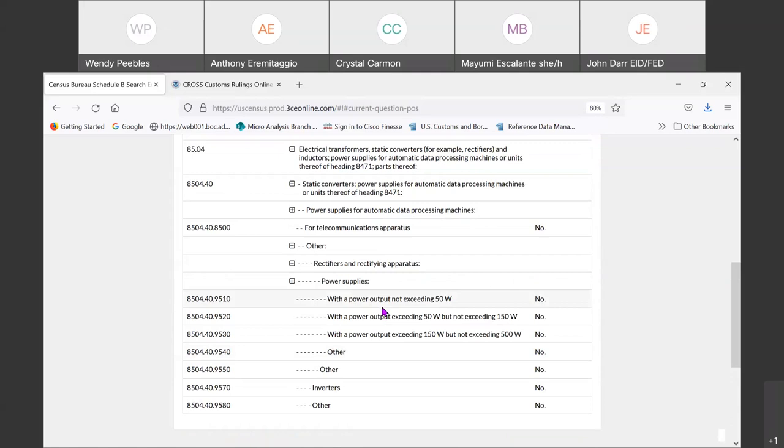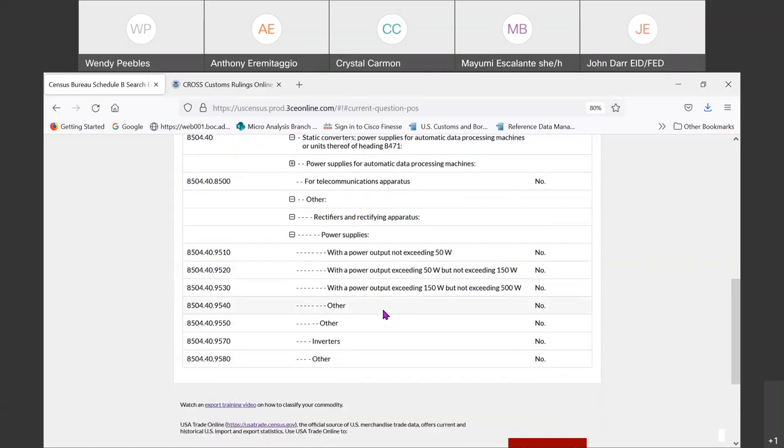But what you want to do is, once you find out what the wattage is, 7680. Okay. So these are specifically, the first one is not exceeding 50 watts. The second one is exceeding 50, but not 150. And the third one here is exceeding 150, but not exceeding 500. But it seems like it exceeds that. So we'll go with the other, which is this 10-digit code right here, 8504409550, because it's a power supply, but the wattage is more than what is listed in these first three numbers.